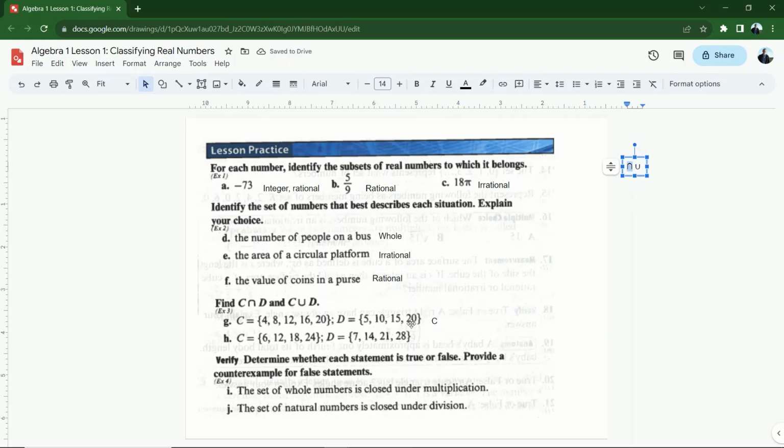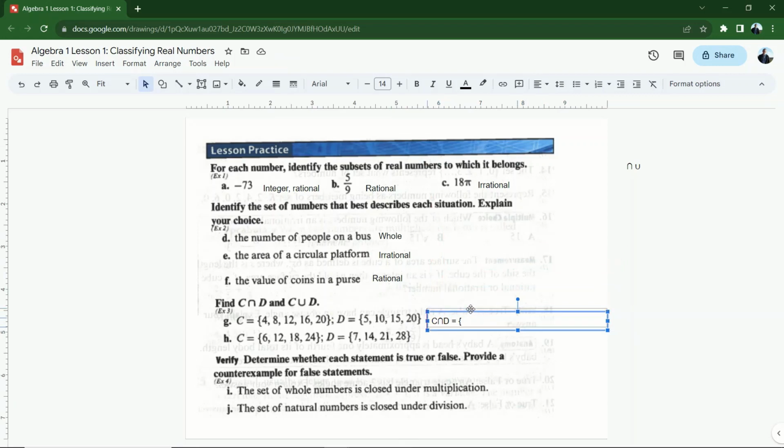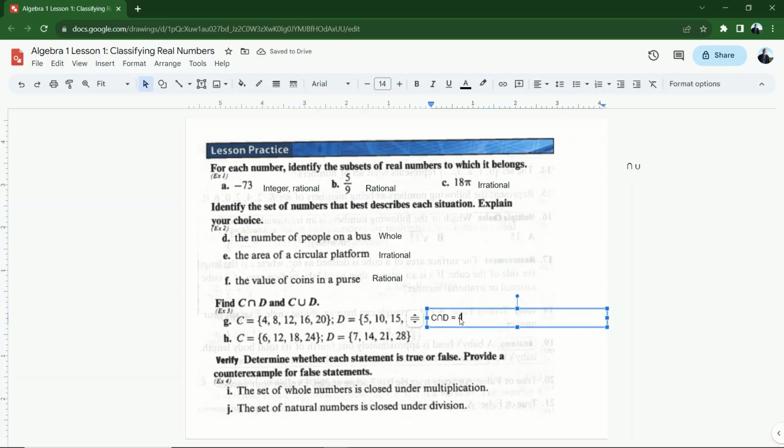I'm going to copy this. I'm going to paste it in here. C intersect D equals. Now, I need to look at the elements that are in both C and D. And what do I have here? 4 is not in both. 8 is not in both. 12, 16, and 20. It looks like the only number that's in both is the number 20. So C intersect D would simply be the number 20.